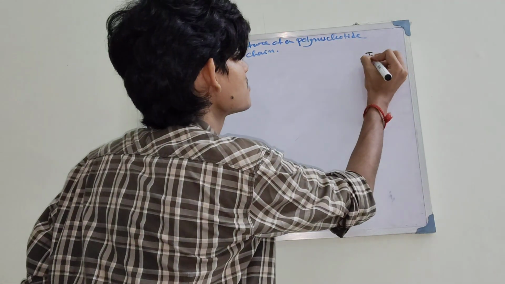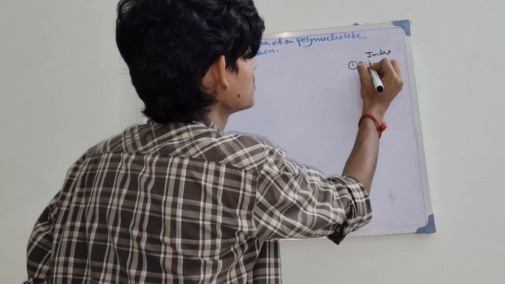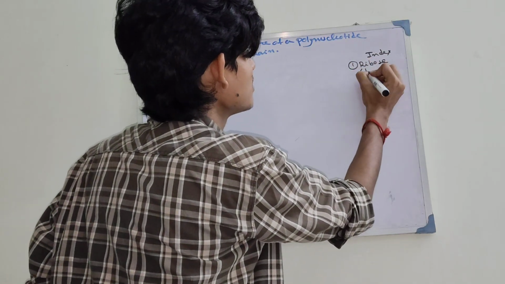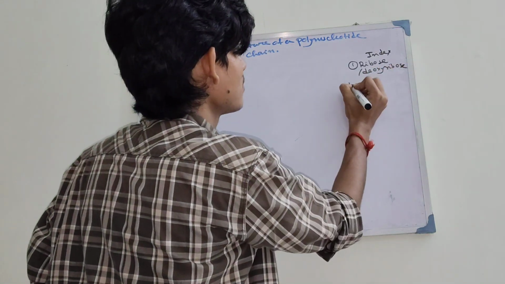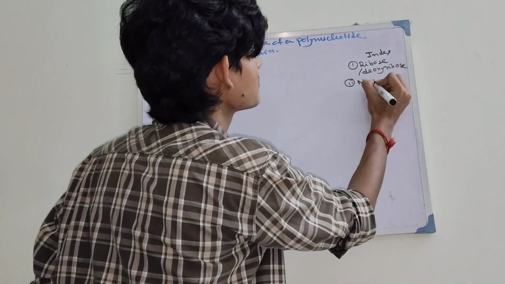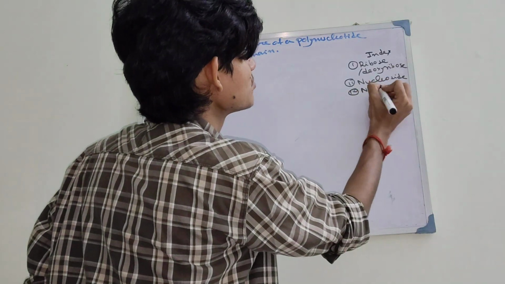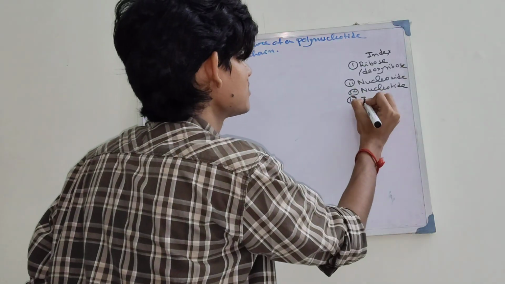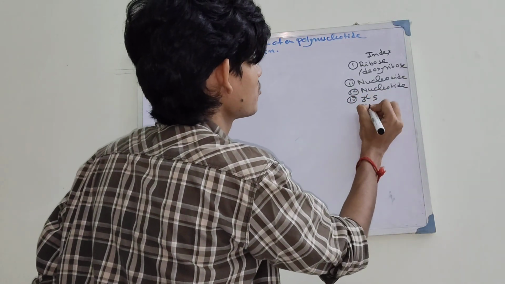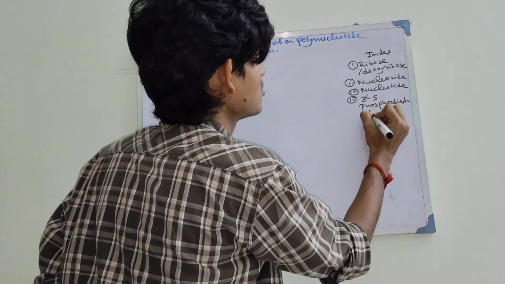So the things that you are going to learn today are what is ribose or deoxyribose sugar, what are nucleosides, what are nucleotides, and what is the 3' to 5' phosphodiester bond.